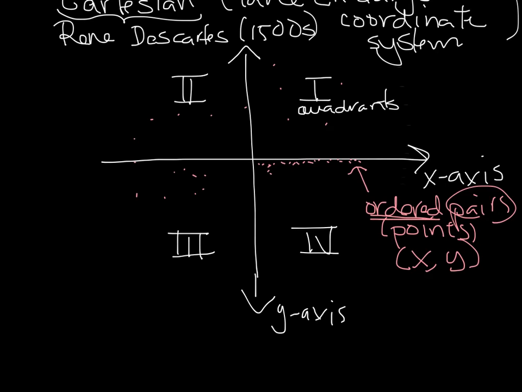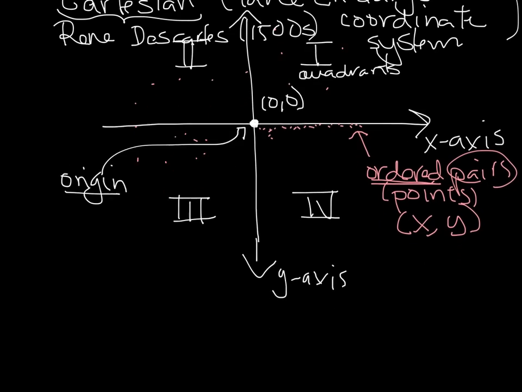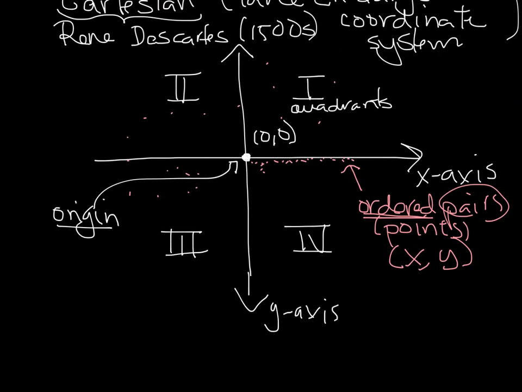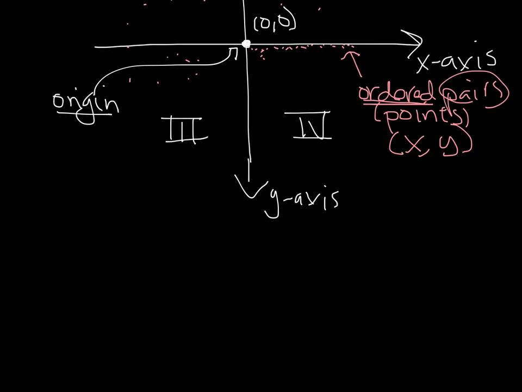And let's see, some important points here. The intersection, this guy, is called the origin, which is 0, comma, 0. And it's the origin because we originate from this position. That's how we plot points. We originate from the origin. So this is just a little introduction. And actually, before I give an example, I wanted to say a couple more things.